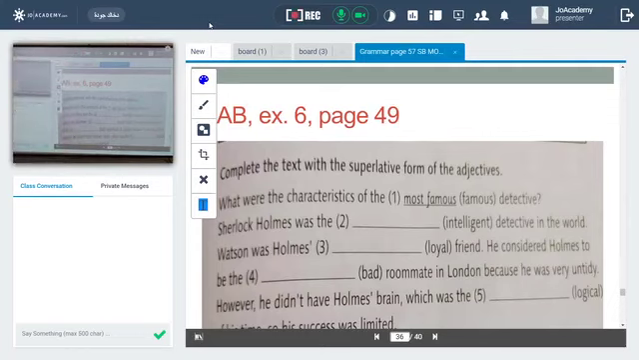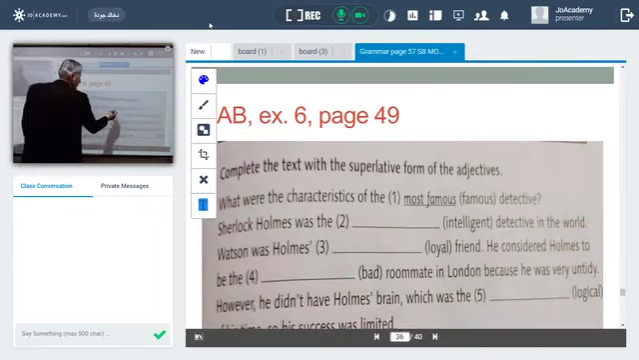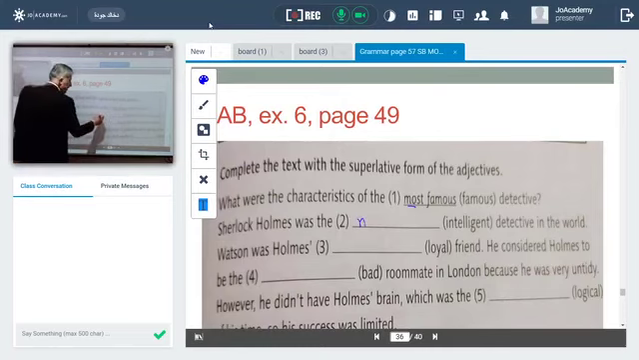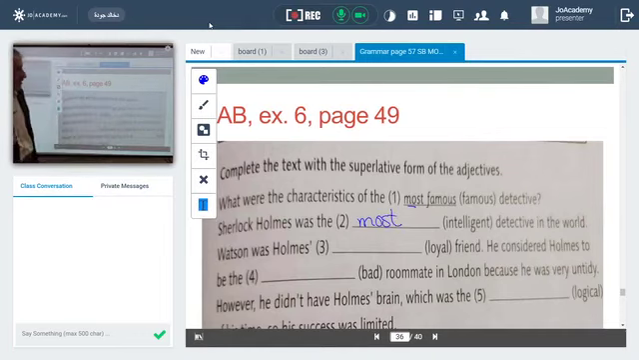What were the characteristics of the most famous detective? Here we put what? We put most famous. Sherlock Holmes was the most. Of course, it becomes most. And we said the most means al-akthar. The most intelligent, al-akthar ذكاء. The least means al-aqal, or less. The most. We didn't come to the least. The most intelligent detective in the world.